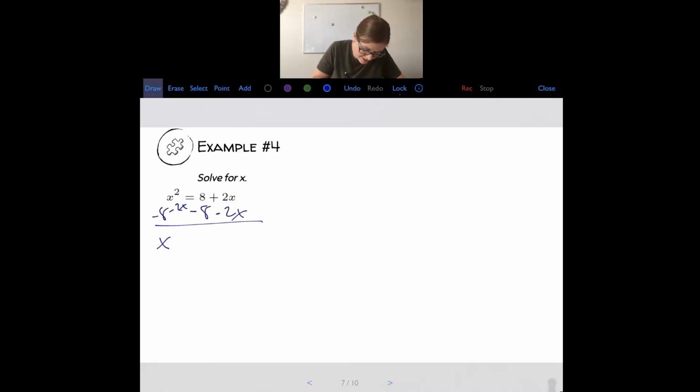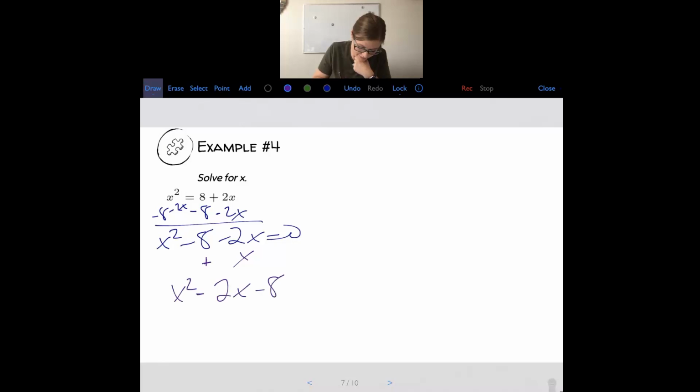Okay, and if you write it as x squared minus 8 minus 2x equals 0, remember that in standard form the powers are descending, or it goes x squared, x, and then your constant. I would rewrite that because you're not finding two numbers that multiply to -2 and add to -8. That's not how this works. You're looking for two numbers that multiply to -8 and add to -2, okay?